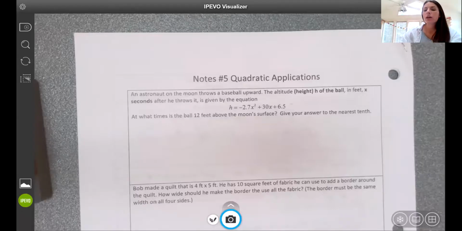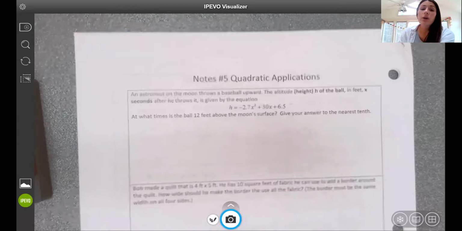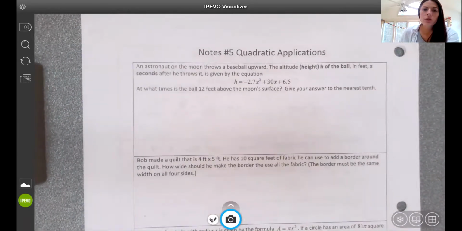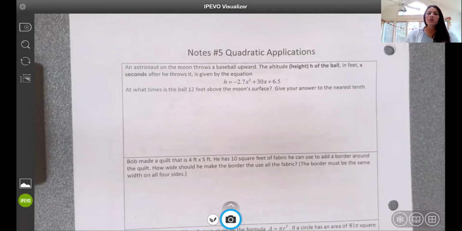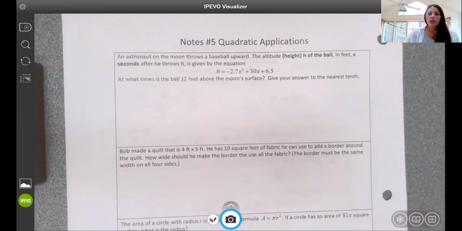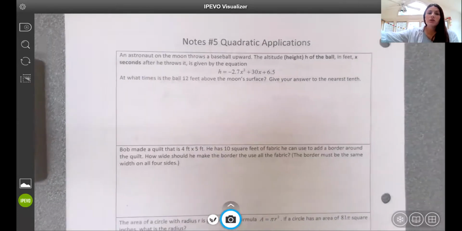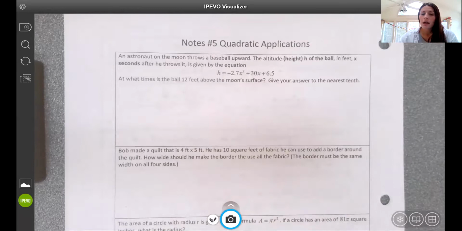Okay, today we're going to be applying some of the solving quadratics work that we've been doing. So notes number 5, quadratic applications. I want to flip back and forth between the work we're doing and also show this graphically, which is where we're moving next.